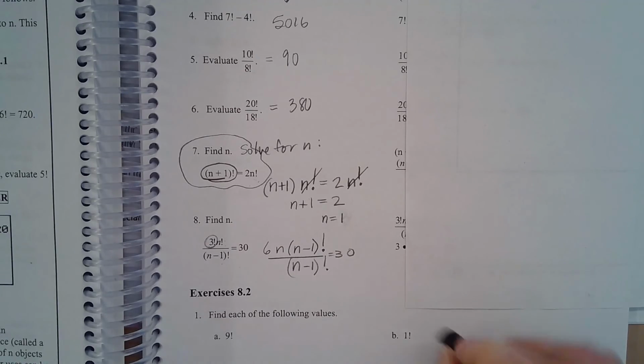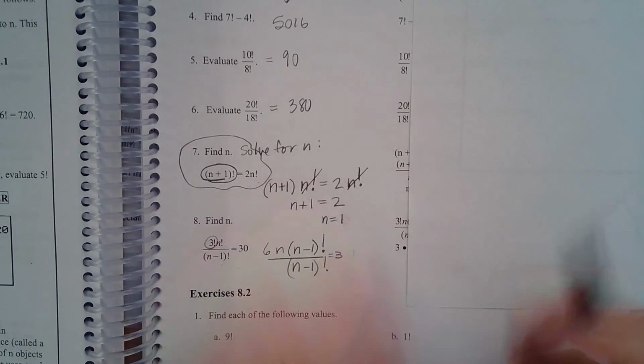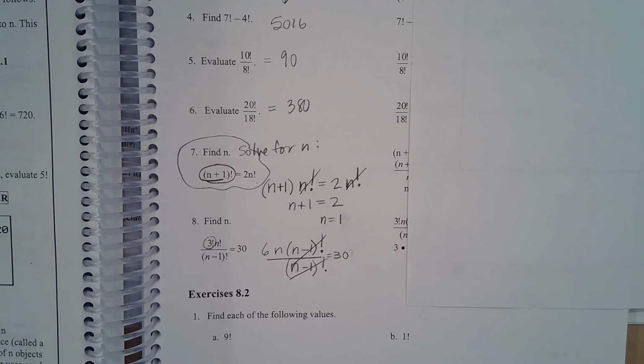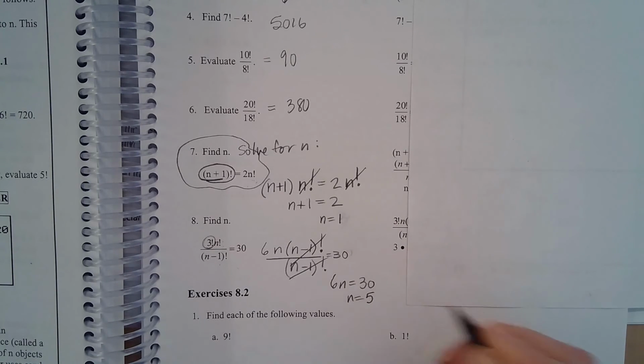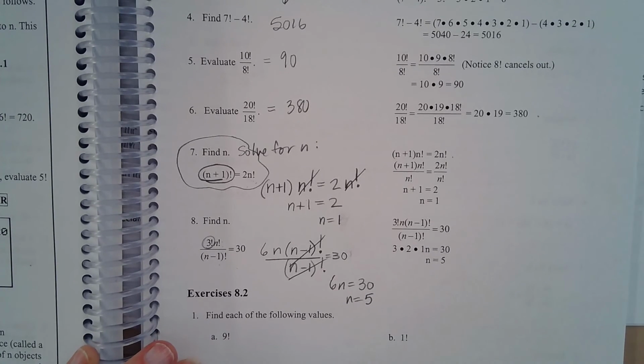Okay, so now I have my n minus 1 factorials will cancel out. As long as I can cancel my factorials out, I'm great. So I have 6n equals 30. N is 5. Okay?